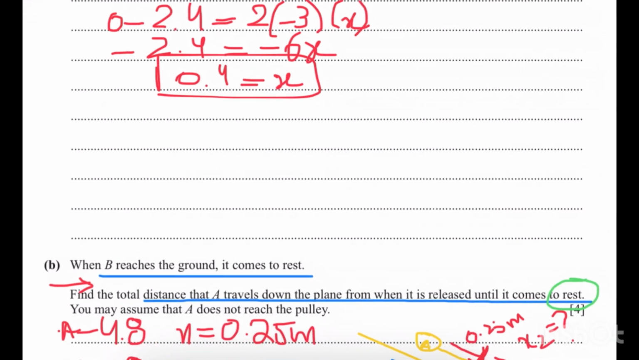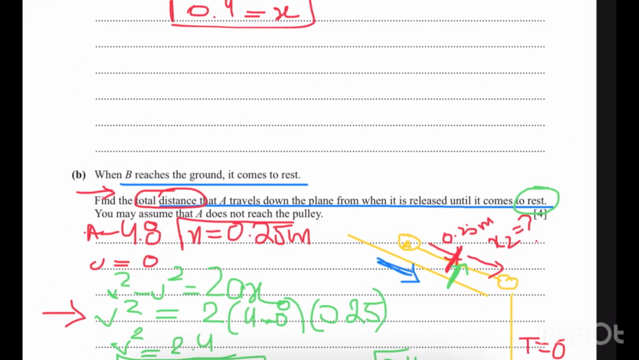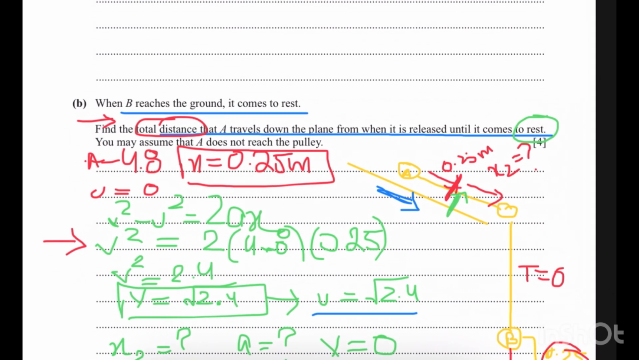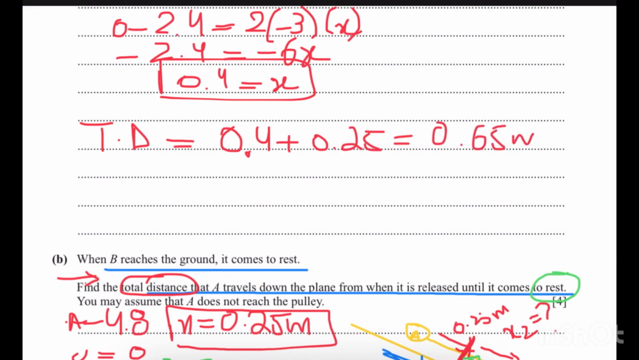Now they're asking for the total distance, and remember that A has also traveled this 0.25 meters for when B reached the ground, and since they're connected, they both travel the same distance. So the total distance must equal 0.4 plus 0.25, which is 0.65 meters. That is the final answer.